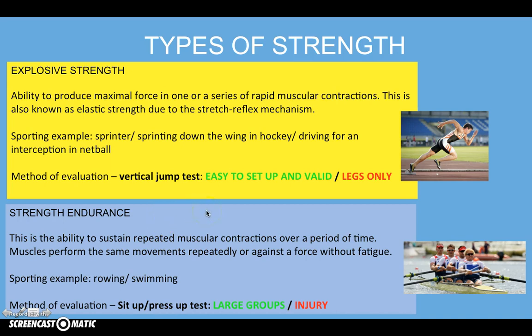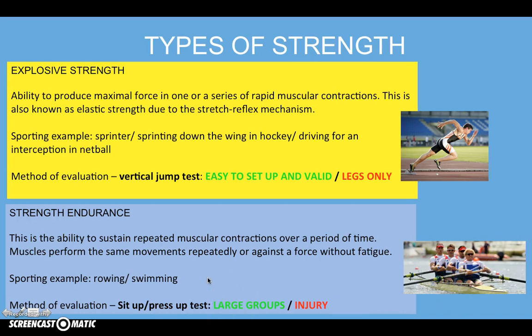Okay, then we also have strength endurance, moving on. This is the ability to sustain repeated muscular contractions over a period of time. This should make sense with regards to the endurance and the fact that we've been looking at the aerobic training system and endurance sports. So muscles perform the same movements repeatedly or against a force without fatigue. Sporting examples: rowing, as you can see there, or swimming.